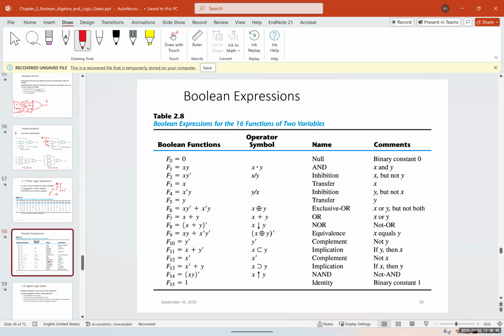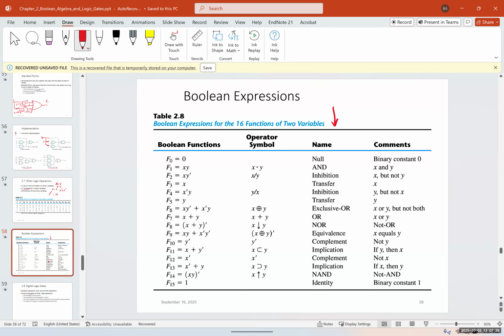And the operating symbols, you already know most of them. The AND operation is with the dot. Then we have the NOR operation, we have the XNOR operation. Technically, that's what we call an inhibition. And then we have the XOR, or exclusive OR. And we have the NAND gate, implication gate, complement, equivalence, and so on. And in the third column, you can see the name that we have.